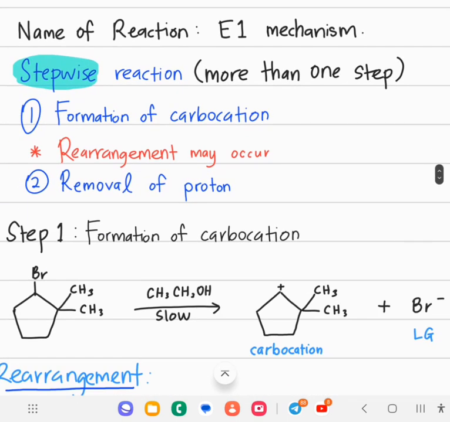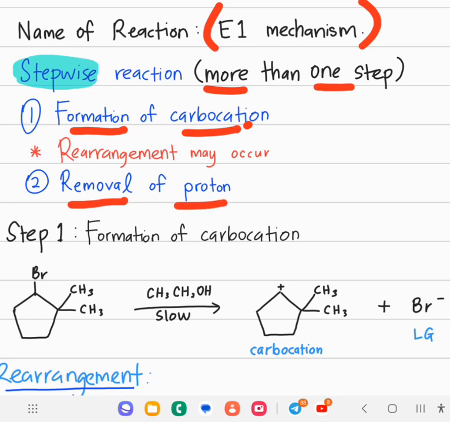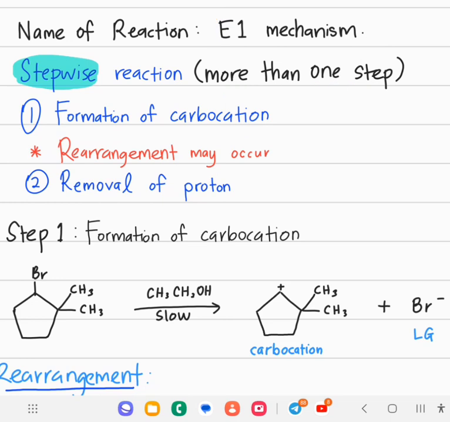what is the meaning of a stepwise reaction. A stepwise reaction is a reaction with more than one step. Okay, so in an E1 reaction, it involves two important steps. First one, it involves the formation of carbocation, and the second one involves the removal of proton, which is our hydrogen atom.